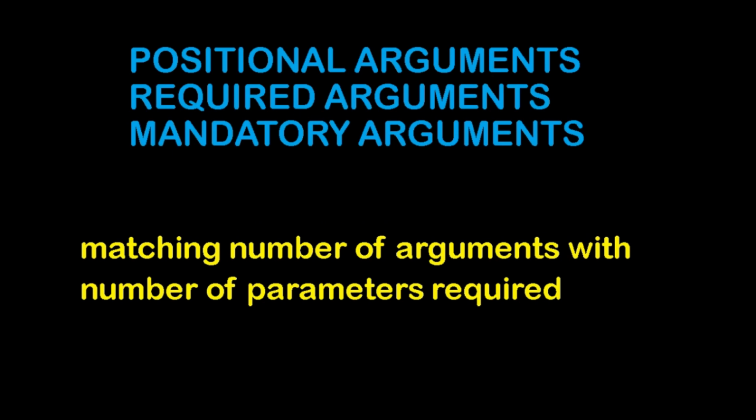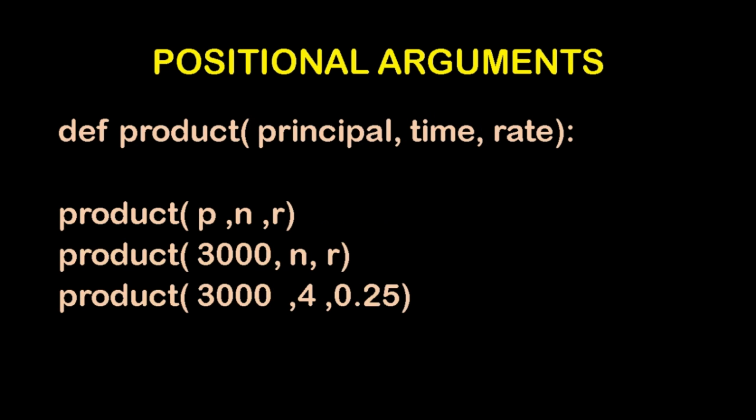This indicates matching the number of arguments with the number of parameters required. Parameters are given in the function definition, and arguments are the values we are passing in the function call. So that should be equal. If we have two arguments in the function call, then in the function definition also two parameters should be there. We will see positional arguments with an example.